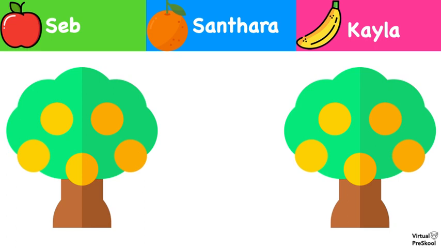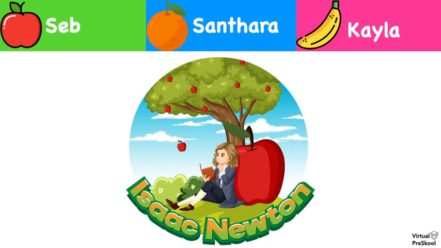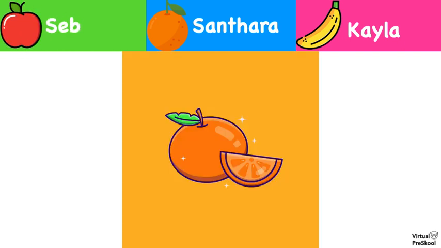I want you to look at the pictures and tell me which fruit it would be. Would this be seb, santara, or kela? These are oranges, so santara. What about this one? Seb, santara, kela. Kela. This one, seb, santara, or kela? Seb. This one, seb, santara, or kela? Santara.